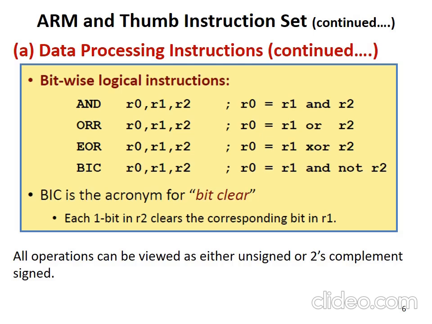BIC is bit clear. So bit clear, BIC R0 R1 R2. Here R0 is loaded with R1 ANDed with NOT of R2. So each one bit in R2 clears the corresponding bit in R1. So R0 is loaded with R1 AND NOT of R2. All operations can be viewed as either unsigned or 2's complement size.